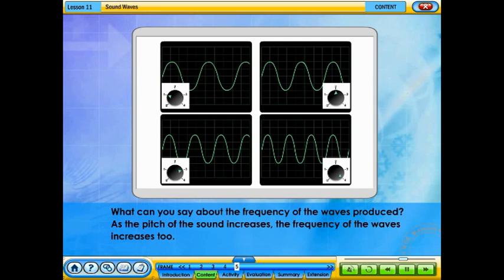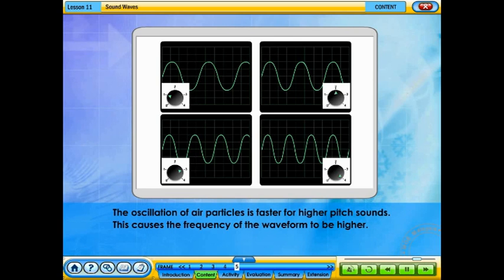As the pitch of the sound increases, the frequency of the waves increases too. The oscillation of air particles is faster for higher pitch sounds. This causes the frequency to be higher.